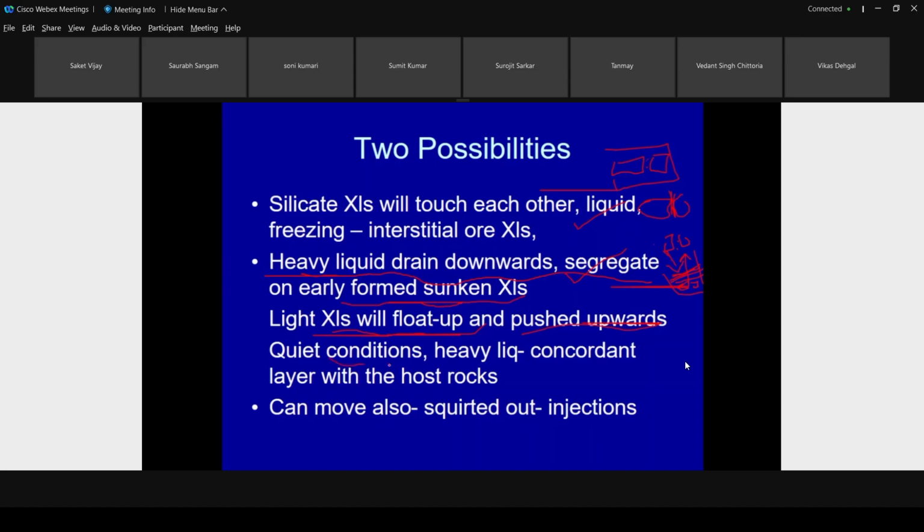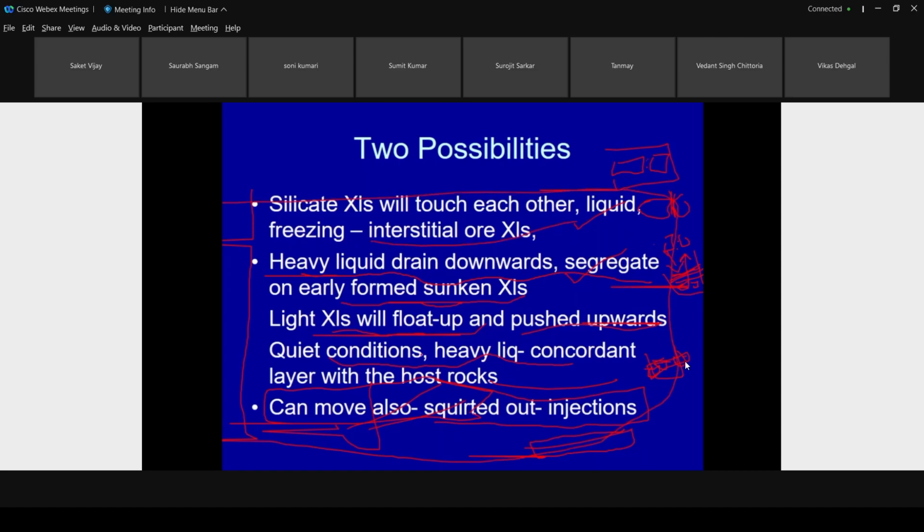So in quiet conditions, the heavy liquid will form a concordant layer, like this. But still you will have certain minerals in between, whereas in case of early magmatism, you will have pure chromite. In this late magmatic case, you will have certain minerals inside. Another condition is that whatever the liquid is there can be injected also, that is squirted out, injections. So all these possibilities exist. Either it can give rise to interstitial ore, or it can form at the bottom, or it can form as injections.